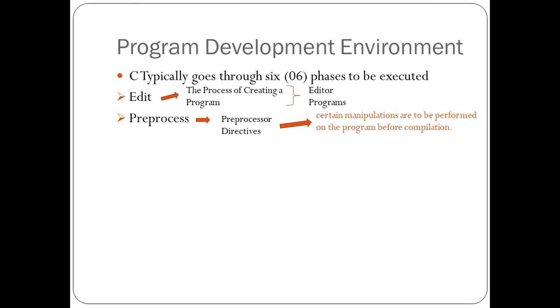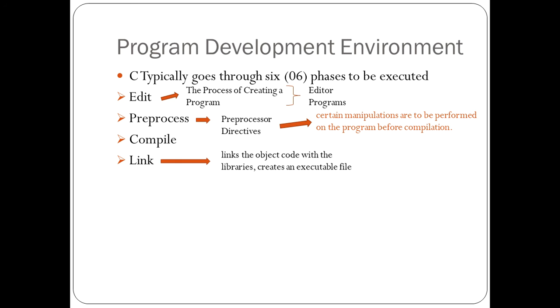Now from the preprocessor, once all of those libraries are attached to the code that we wrote in the editor stage, we need to compile it. Compiling means we are converting our high level language code into object code, which will be used by a linker. The linker uses that compiled object code and converts it into an executable file.